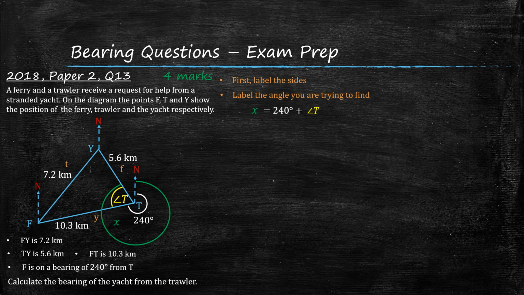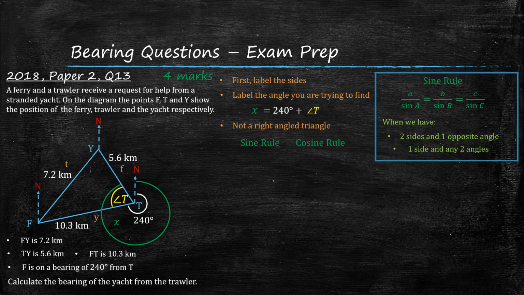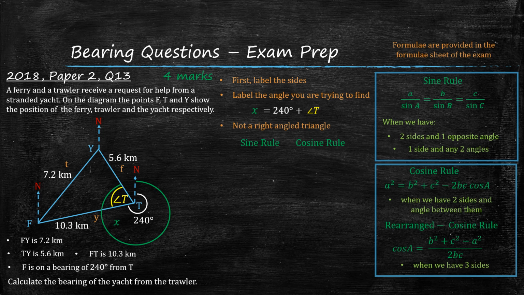Okay, so now this becomes a triangle question. Do we have a right angle triangle? No, it's not a right angle triangle. So when it's not a right angle triangle, we can use the sine rule or the cosine rule to help find the size of a missing angle. These formulas, as mentioned before, are provided to us in the formula sheet of the exam. So we are asked to find the angle. How do we find an angle? In this case, we have three sides: side T, side F, and side Y. When we have three sides, we can use the cosine rule to find an angle.